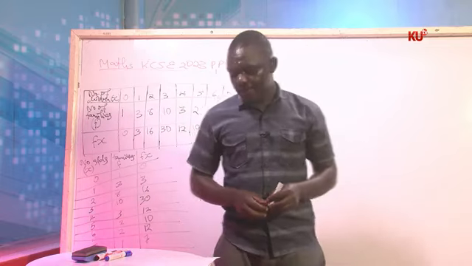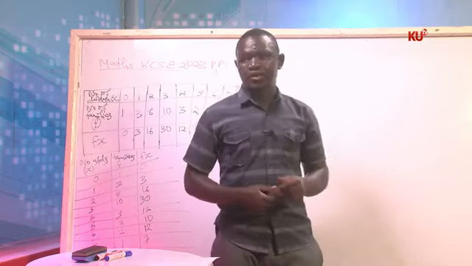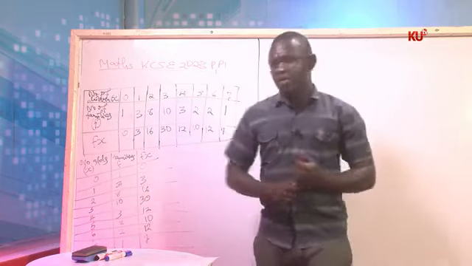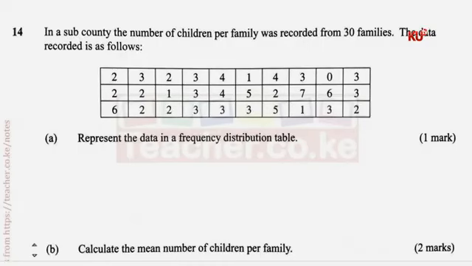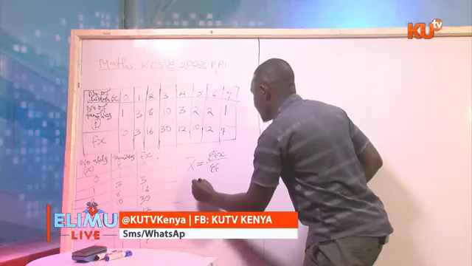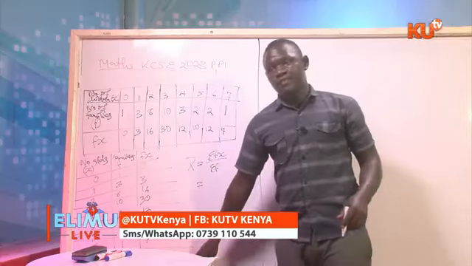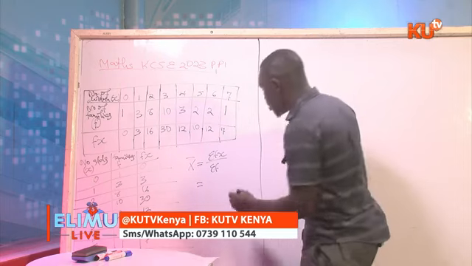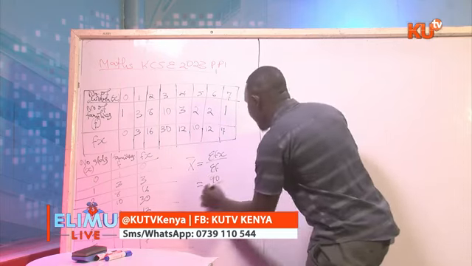Part B, calculate the mean of the children per family. Calculate the mean of the children. How do you calculate the mean of the children? Mean is normally given by summation of fx over the summation of f. Mean, which is normally denoted by x bar, is given by summation of fx over the summation of f. Summation of fx here, I've gotten it as 90.